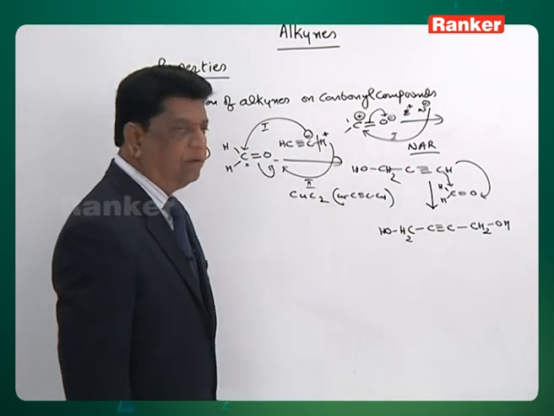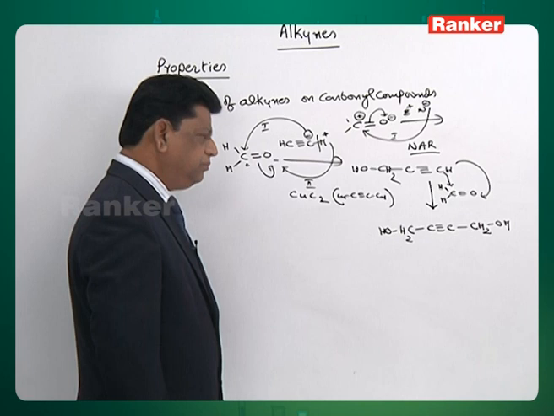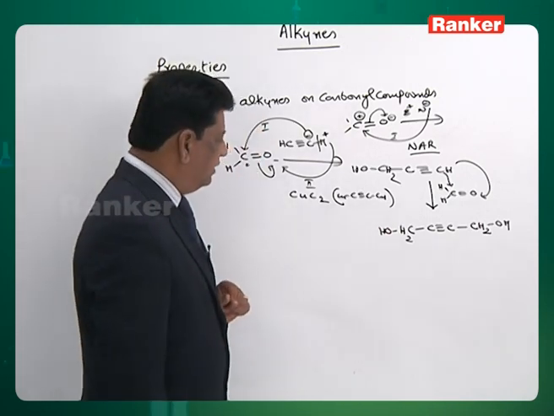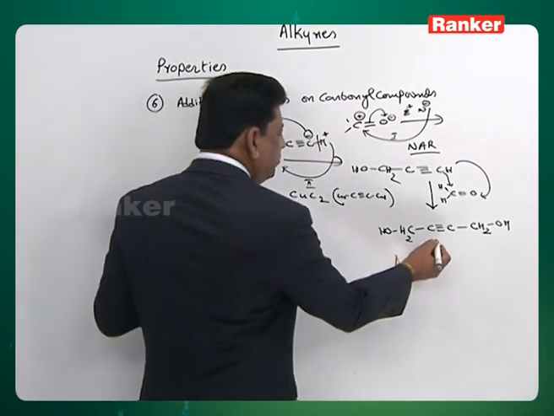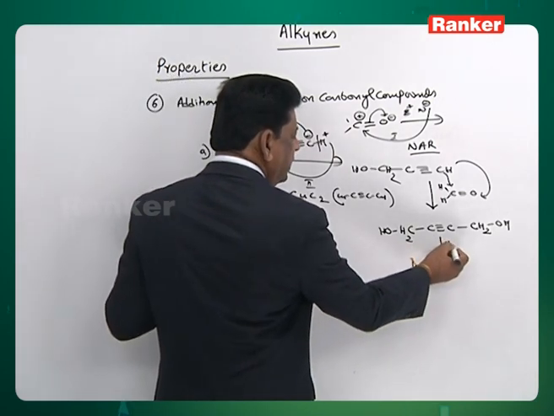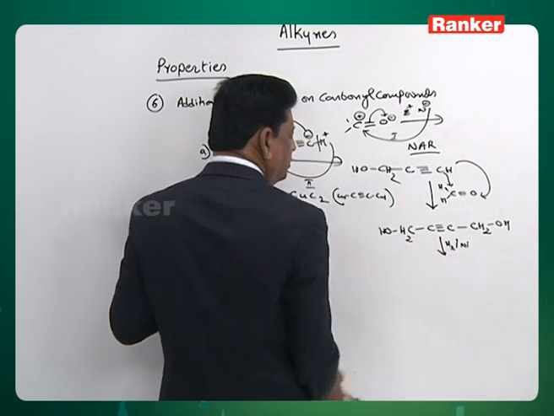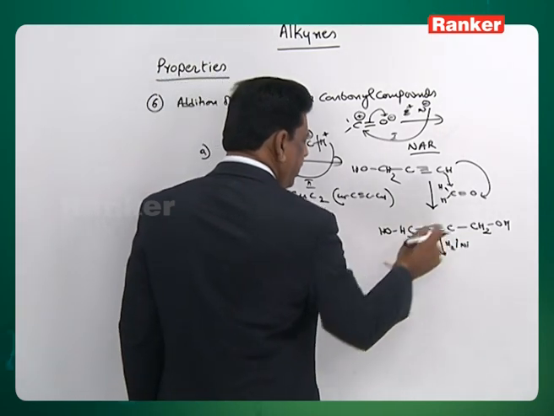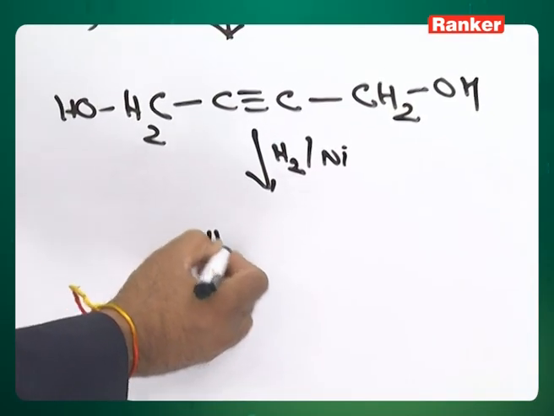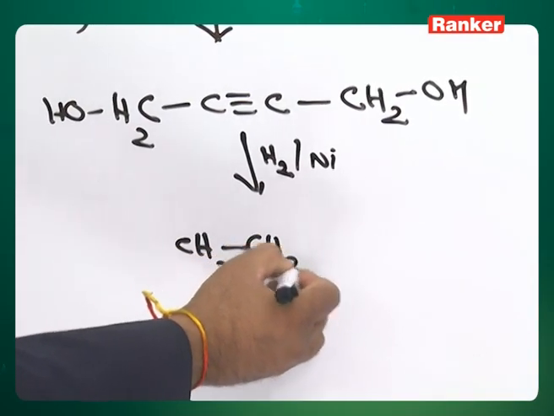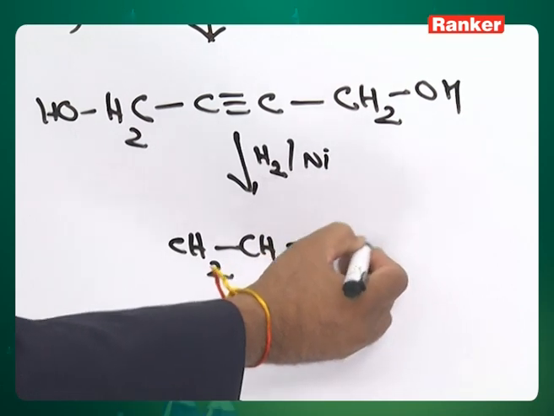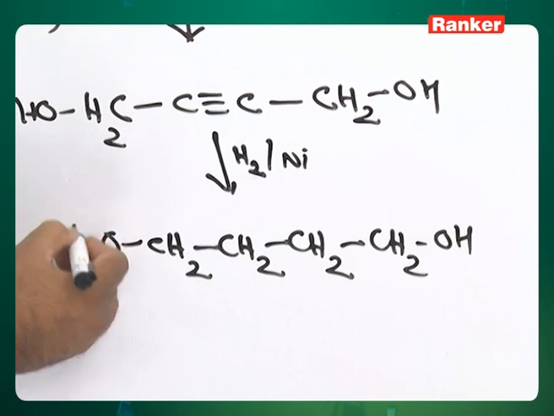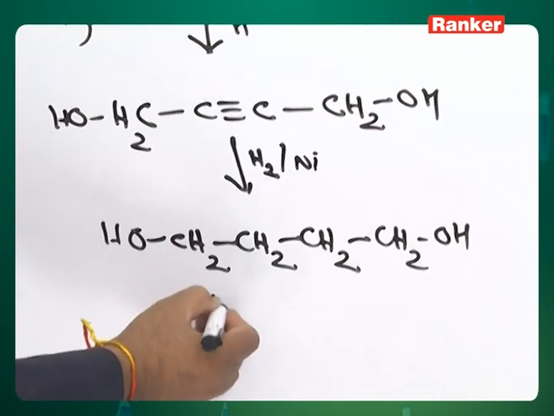Both have some commercial application. One of the applications, let us see, in this particular reaction. This compound, when you treat it with hydrogen and nickel, the OH will not be reactive toward this reagent, but the triple bond will become a single bond. So, the carbon will become CH2, that carbon also will become CH2, and CH2OH. This is nothing but butane, 1,4-butanediol.